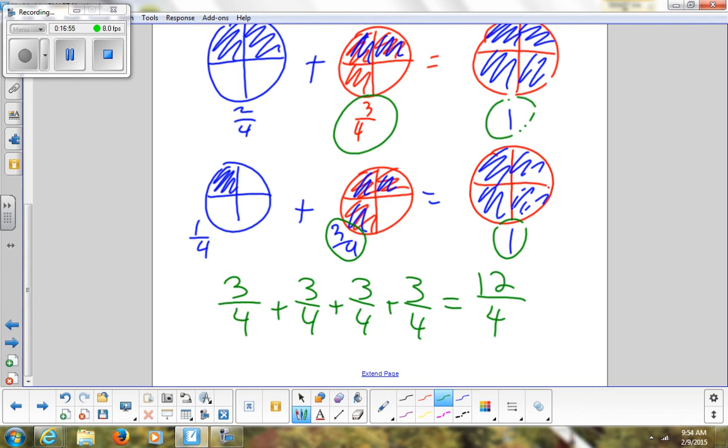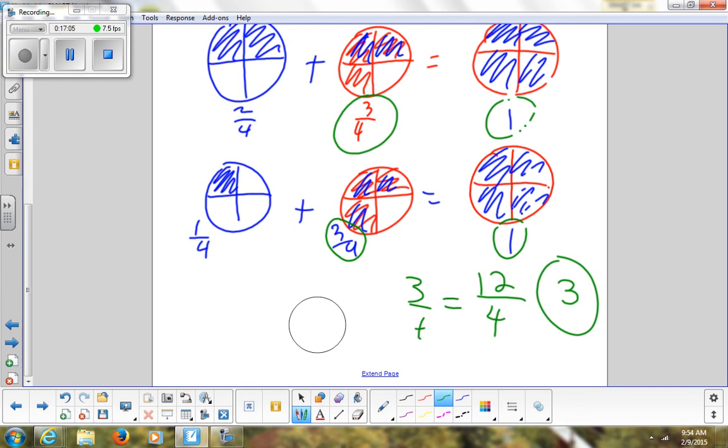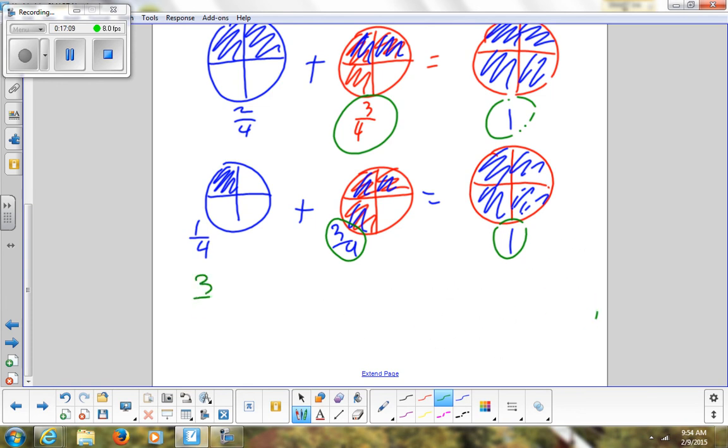That makes life easier. You have 6 left. Okay, so you can draw pictures, or you can just add until you get a number, until you get something that you can make a whole number, okay? So if I just did this, 3/4 plus 3/4 gives me 6/4, right? Can that make a whole number? No. So I gotta keep adding.